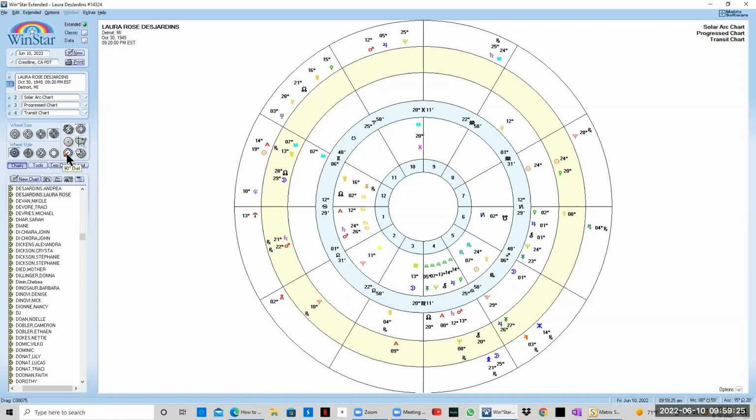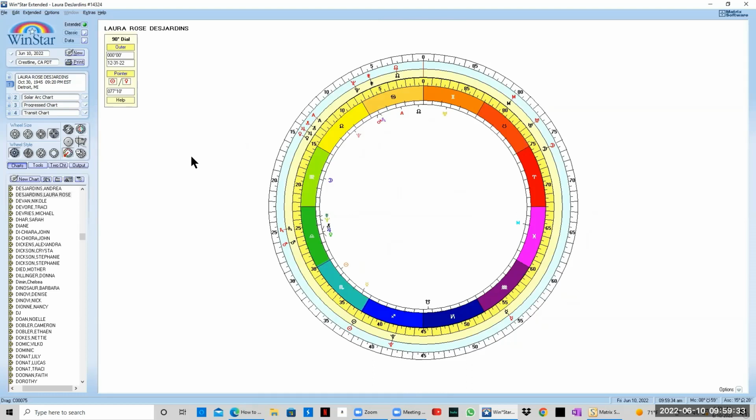But we want to switch this over because the main reason I'm doing this is so somebody can actually see how to use the WinStar program. And the reason I like this is this Aries point is very important. It's giving you the point in the chart where you're able to get that.